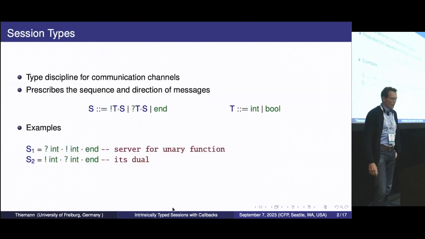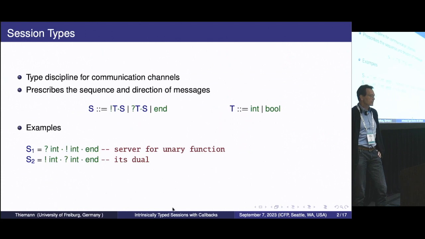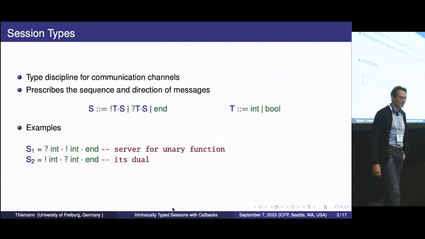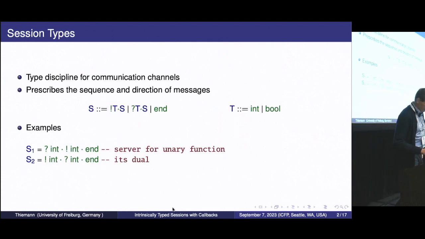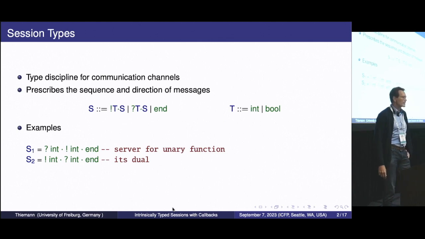So a very quick recap. A session type is really a type that describes a communication channel. In the simplest form, it describes a sequence and the direction of messages. The S down here is a typical syntax that's used. A session type may either be: you want to send some T and continue with S, or you want to receive some value of type T and continue with S, or end means you've got to close the session.